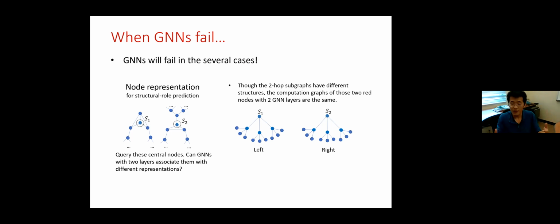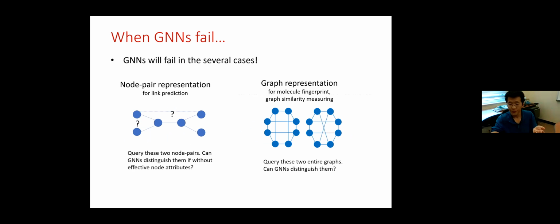And you can easily see that if we have a two-layer graph neural network here, the computation graph, which essentially corresponds to the subtrees with height 2 rooted at the two nodes, these computation graphs are exactly the same. So we may not distinguish them. Although in the left figure you can see they obviously have different structures, a two-layer graph neural network cannot distinguish them.